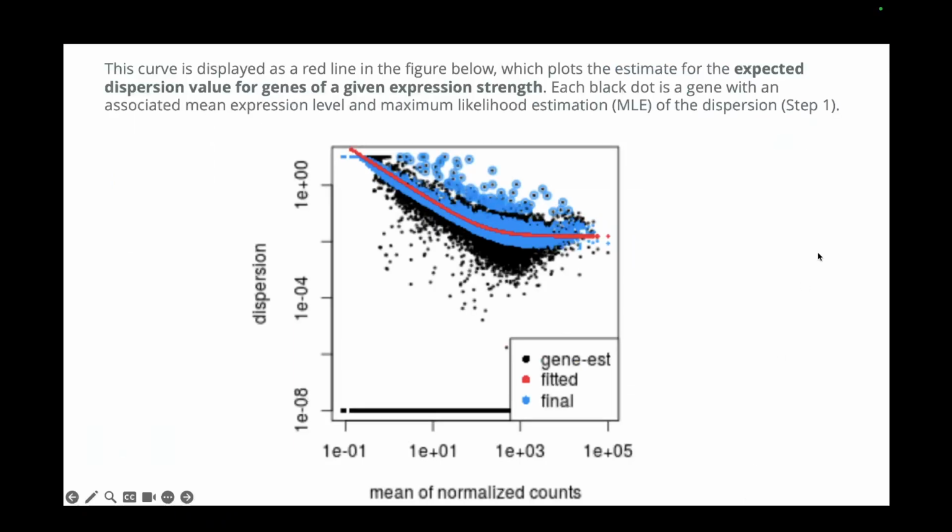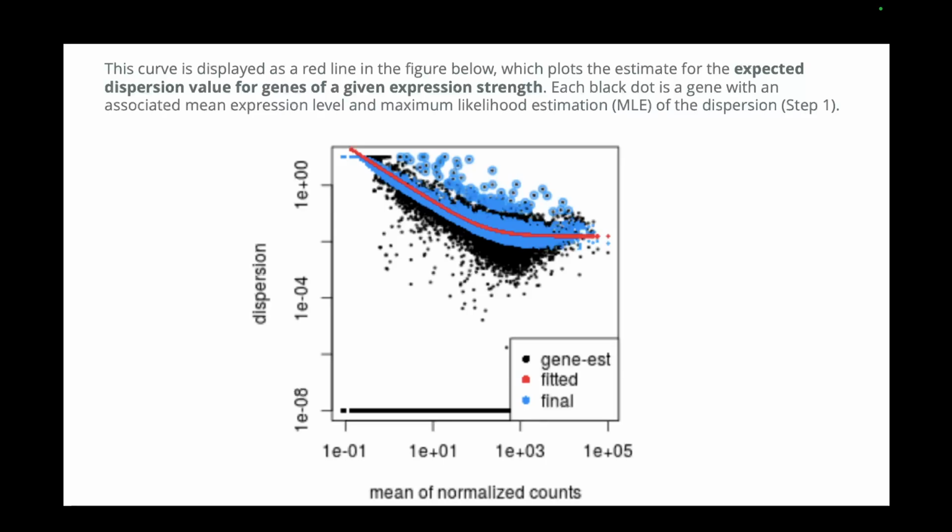Okay, so the curve displayed as a red line in the figure below plots the estimate for the expected dispersion value for genes of a given expression strength. Each black dot is a gene with an associated mean expression level and a maximum likelihood estimate of the dispersion. So basically, this is your normalized counts, and this is your dispersion, how dispersed it is. These blue dots above have medium mean, but very high dispersion.